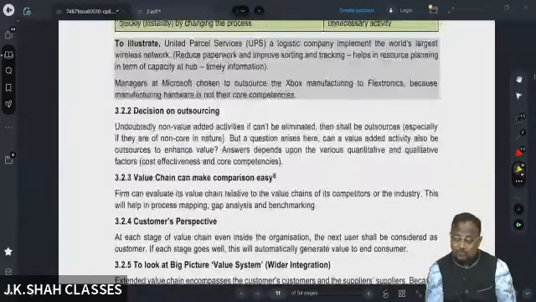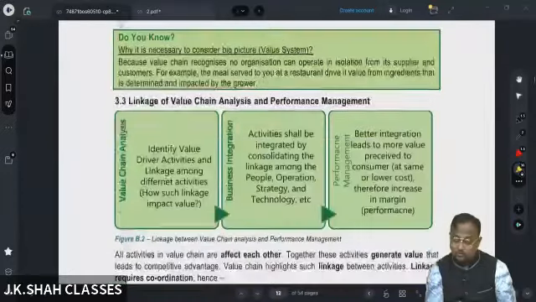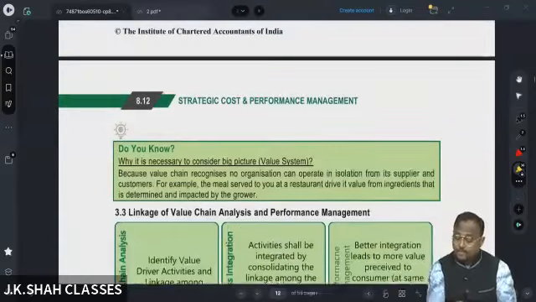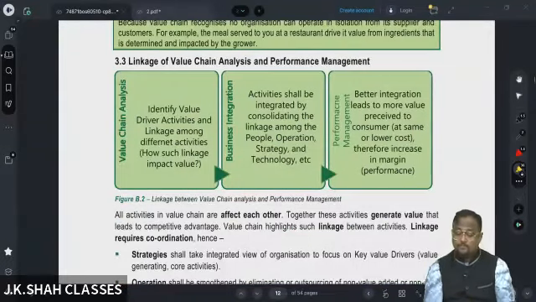So that was about value added and non-value added. We have discussed that already in detail. So let's not focus on that. Let's focus on the next part, which is very important. Understanding value chain in terms of performance management.